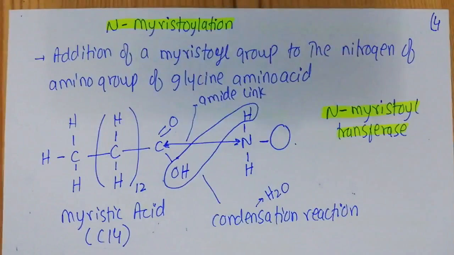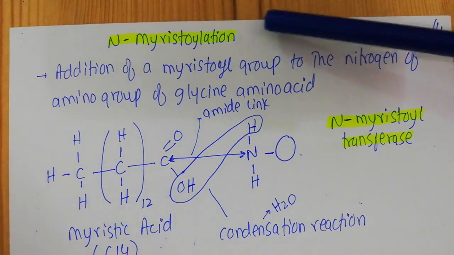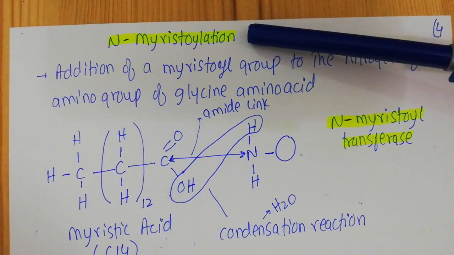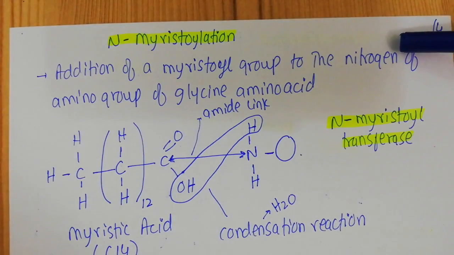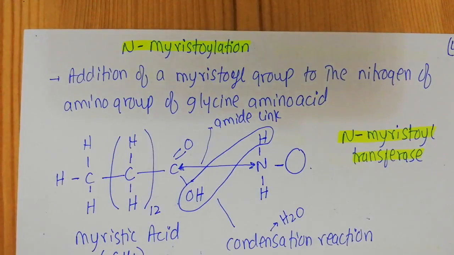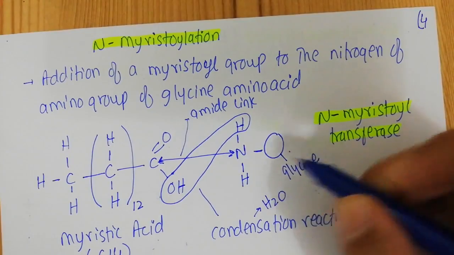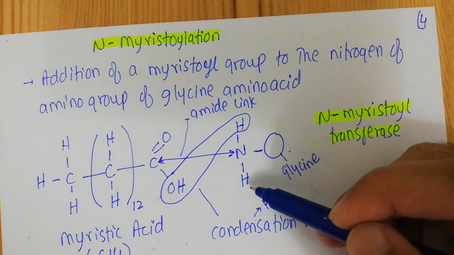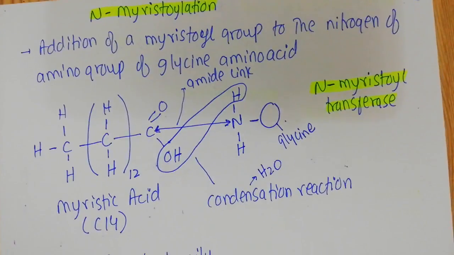Now, in this particular video, I want to focus on another type of prenylation, which is known as N-myristoylation. During N-myristoylation, we are actually adding a myristoyl group to the nitrogen of the amino group of the glycine amino acid. So, if this is a glycine amino acid, and this is the amino group, what we will be doing is adding a myristoyl group to this particular nitrogen over here.